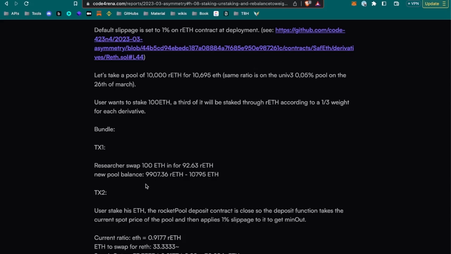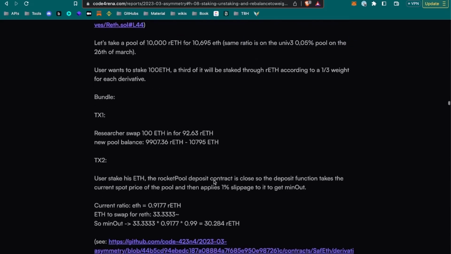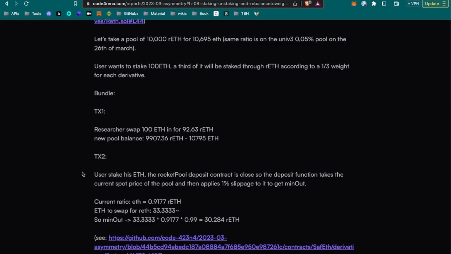The new pool balance is that much, 10,795. Transaction 2, the user stakes his ETH. The Rocket Pool deposit contract is closed, so the deposit function takes the current spot price of the pool and applies 1% slippage to it to get the minimum out.